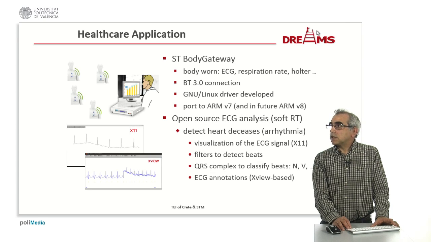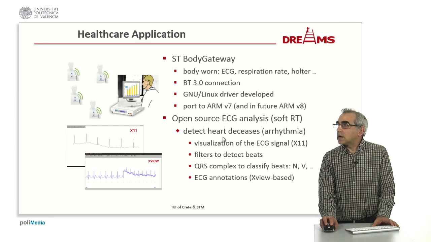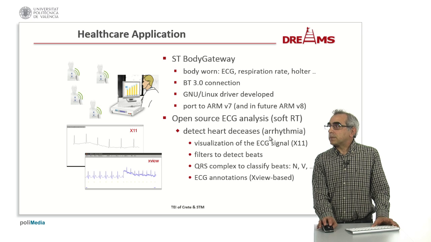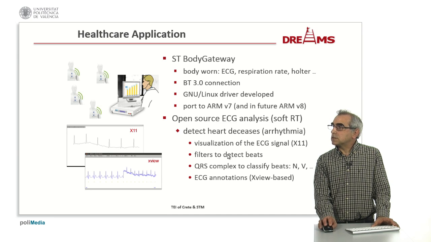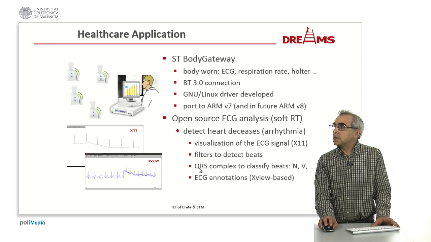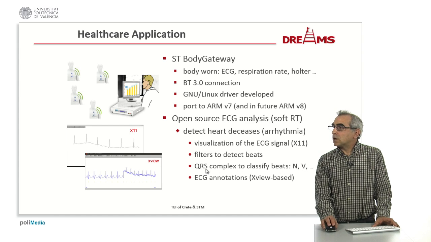The open source ECG analysis is really a soft real-time application that enables us to detect heart diseases, and we concentrate on arrhythmia in particular. We focus on visualizing the actual ECG signal first, which you can see here, and not only that, but we also build filters to detect the beats and classify the beats in the QRS complex. The QRS complex gives you the possibility to detect some arrhythmias regarding the repetition of certain values of the signals. And these repetitions must happen at regular intervals, which cannot be more or less than a given value.